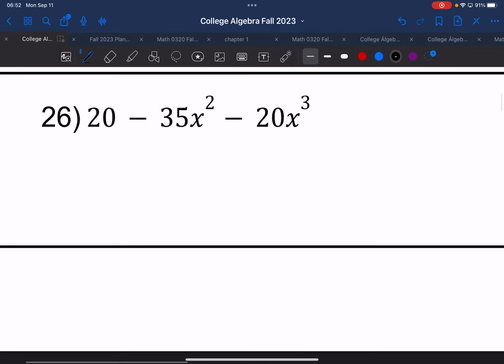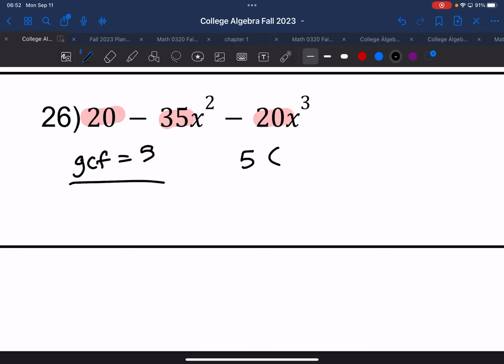Okay, looking at 26, how many terms do we have? And is our GCF going to include variables? No, so just the number. So what is the largest number that can go into all three of those? Good, 5. So GCF is just equal to 5.